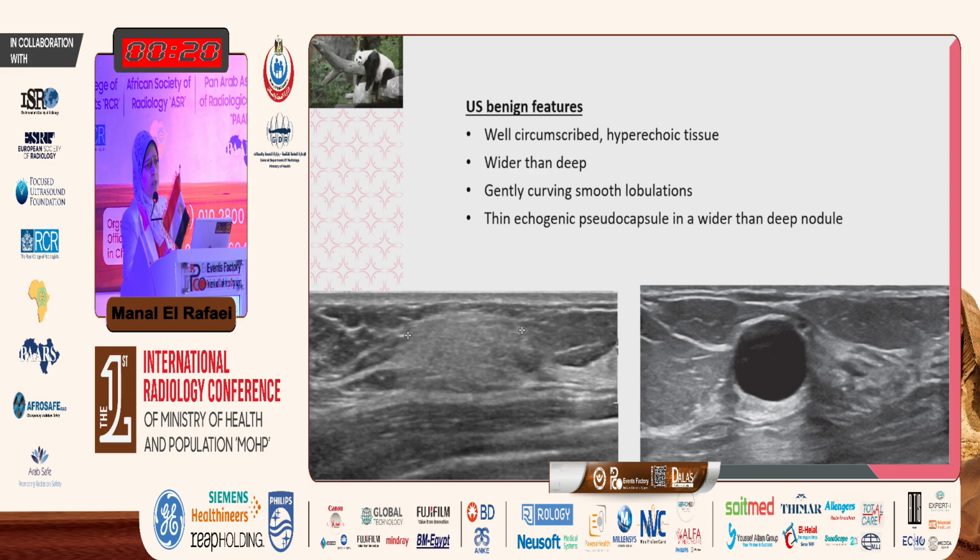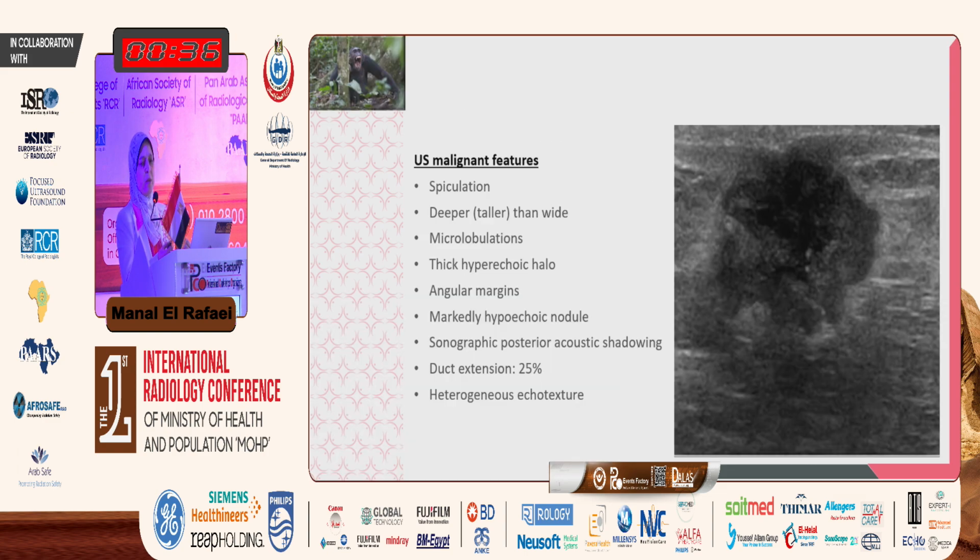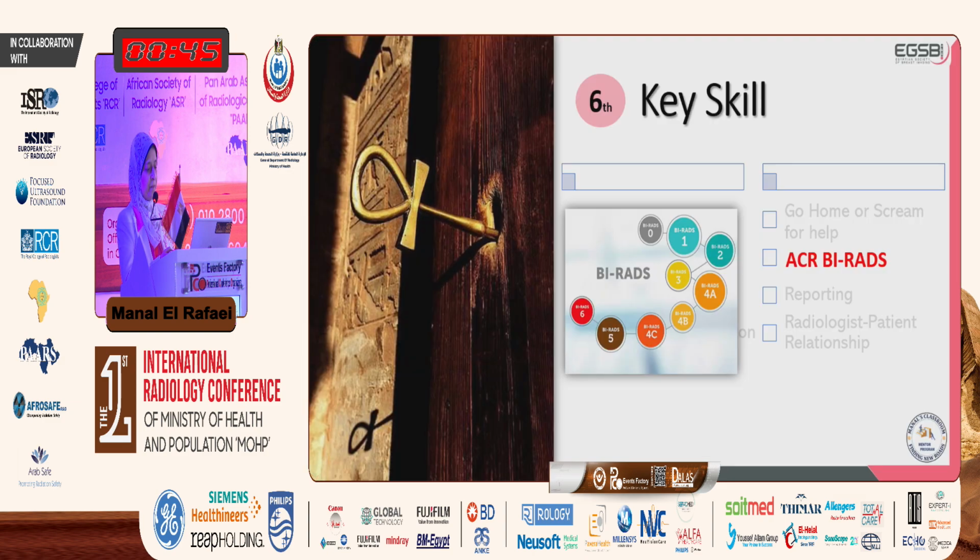And ultrasound, the same applies. If a lesion is well circumscribed, hyperechoic or anechoic, or is wider than deep, this goes for benignity. While if I find spiculations or microlobulations, posterior shadowing, duct extension, this makes me more suspicious towards malignant lesions.